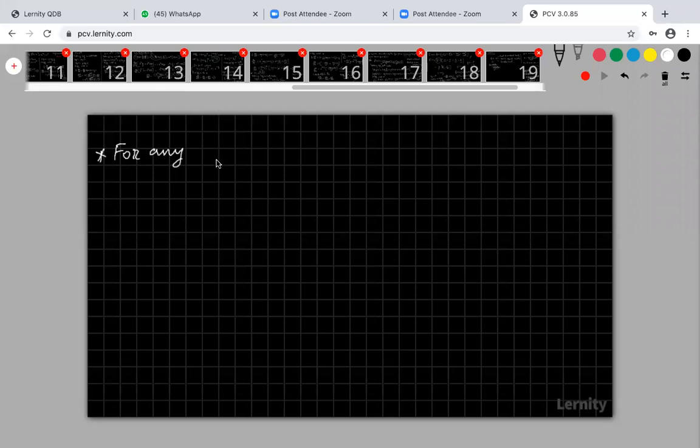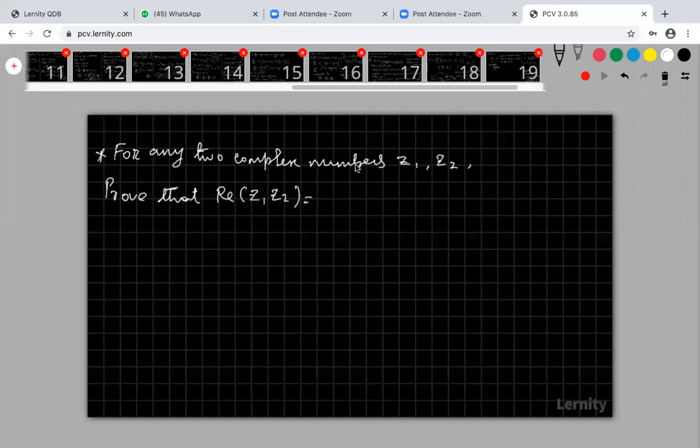For any two complex numbers, prove that real of Z1 Z2 is equal to real of Z1 into real of Z2, minus imaginary of Z1 into imaginary of Z2. This is the result for any two complex numbers.